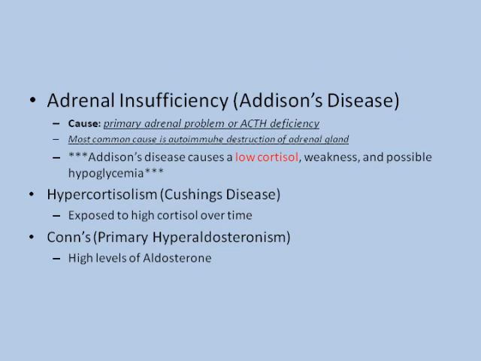Reviewing these one more time, if you have an adrenal insufficiency, the major cause of this is having an adrenocorticotropic hormone deficiency. Addison's disease also has a low cortisol, weakness, and possible hypoglycemia. Cushing's disease refers to a high cortisol level over time, so they get that puffy face. Conn's disease is primary hyperaldosteronism, where you have high levels of aldosterone.